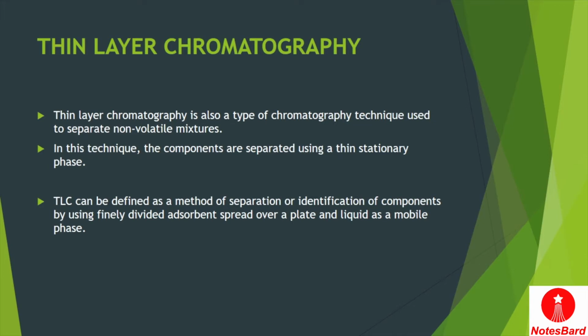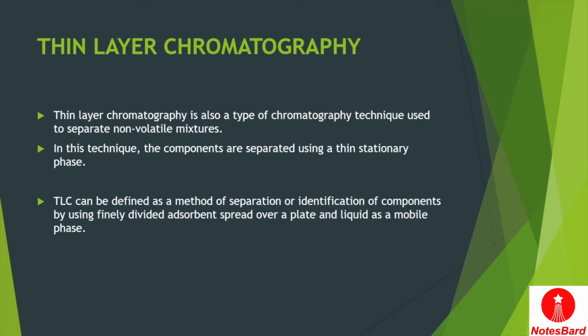Basically, it is also a type of chromatography technique which is used to separate non-volatile mixtures. Thin layer chromatography is performed on sheets of glass or plastic, or sometimes aluminium foil, which are coated with a very thin layer of adsorbent material, and that's why the method is called thin layer chromatography. In this technique the components are separated using a thin stationary phase. So here the thin layer is used as the stationary phase.